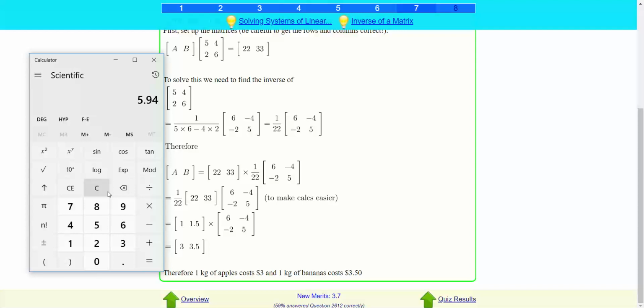Something is not really right with my numbers. So 6 divided by 22. Okay, and then we have 4. Oops, we have 4 divided by 22. 2.18. Okay.